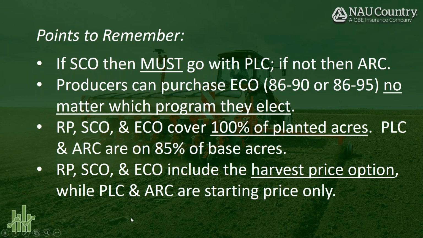Your crop insurance programs, RP, SCO, ECO, these cover 100% of your planted acres. The PLC and the ARC programs cover 85% of your base acres. Also, the crop insurance programs do include the harvest price option, as long as you're buying a revenue-based policy. These other programs don't have the harvest price option. PLC is only a price drop program. ARC is only using that 5-year Olympic average price, which is not very good. So a lot of benefits to the crop insurance program this year.